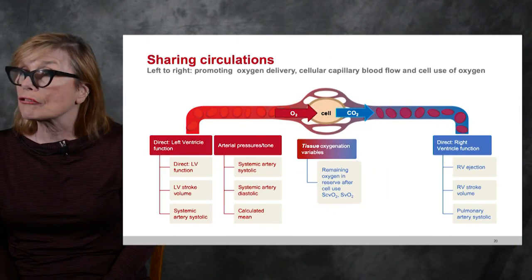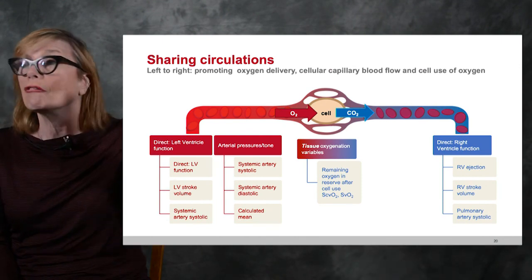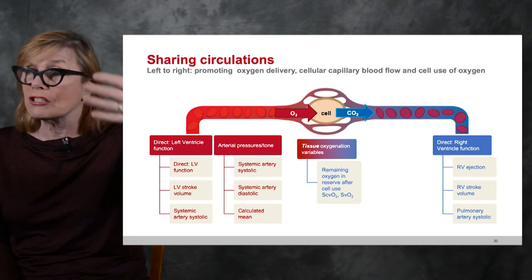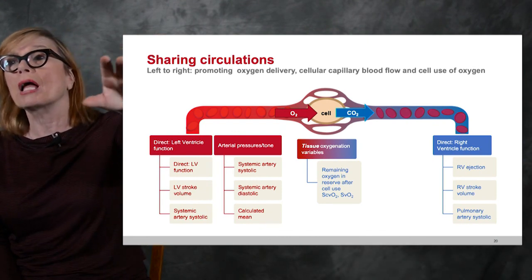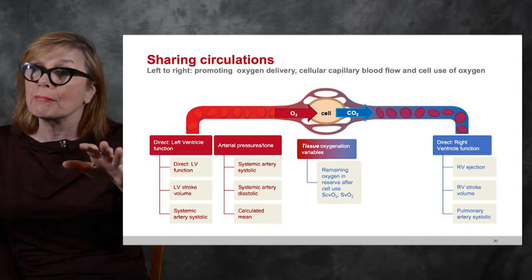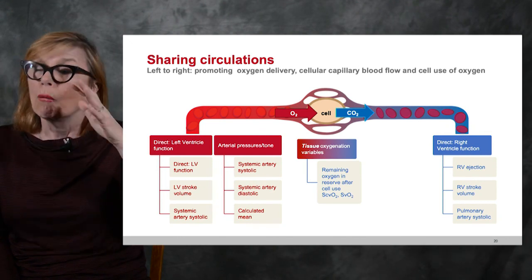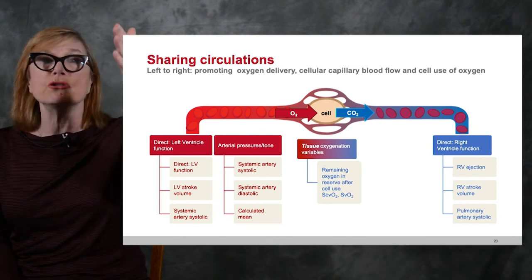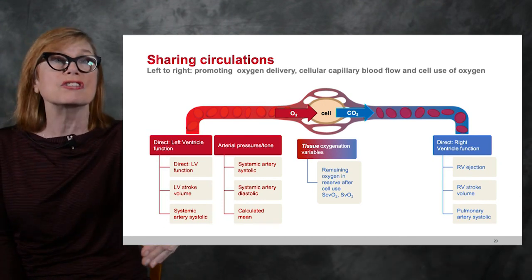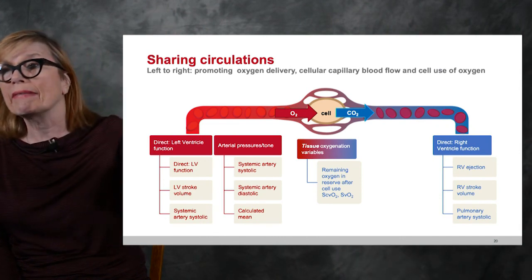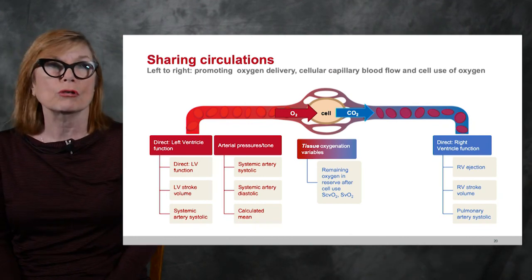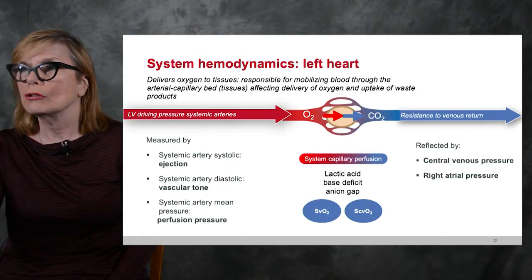The shared circulations from the left heart: the left ventricle fills and then ejects, measured by left ventricular stroke volume and systolic blood pressure, and as that blood flows through the arteries, driven by systolic pressure and resisted by the diastolic blood pressure, we actually have that goal to perfuse our capillaries. And what actually happens is we deliver oxygen into the cell and we remove CO2, and that blood now flows back to the right atrium and therefore the right ventricle. These are always shared circulations.